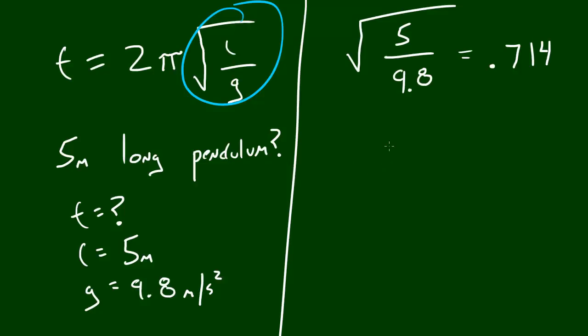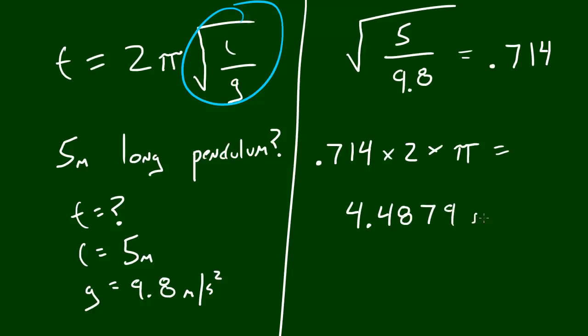So now all we have to do is take this value, 0.714, and times it by 2, and times that by pi, which is 3. Well, I'll just go ahead and write the symbol. I'm too lazy to write all those numbers. And when we multiply all these together, we get 4.4879 seconds.